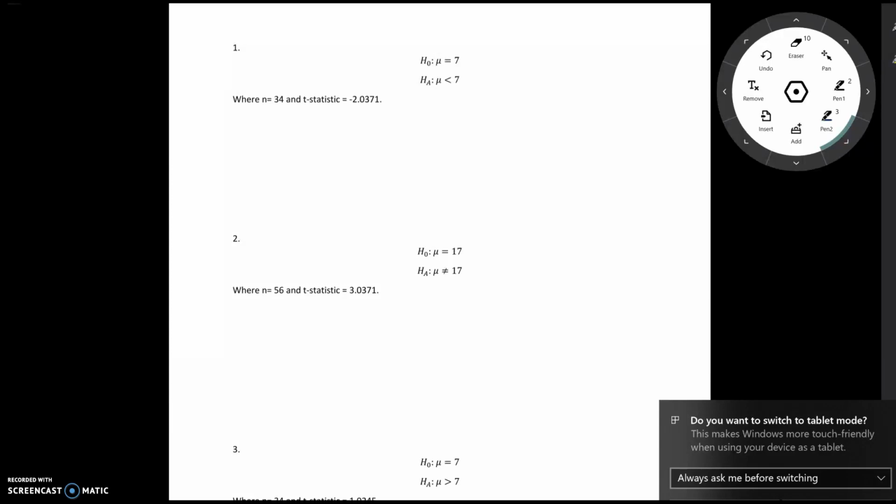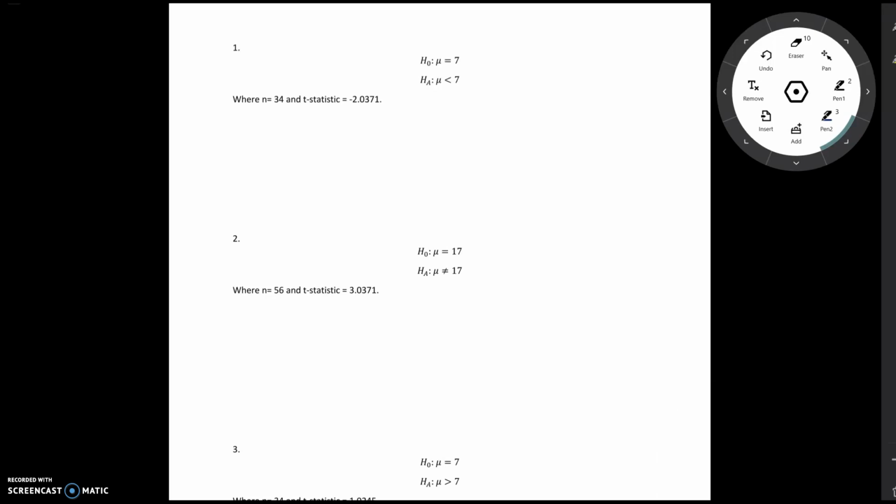In this video, we're going to look at how to find different p-values using a t-table. Remember that anytime you're working with means and hypothesis tests, you're going to be using that t-table to find a range of values for the p-value.